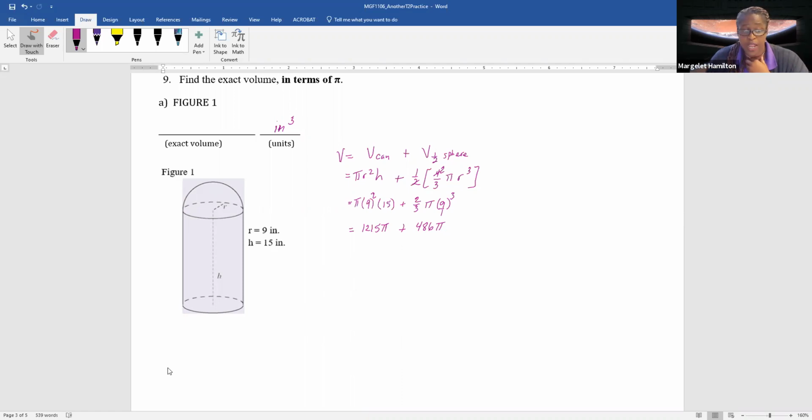You just put it in your calculator just like you have it written. 2 divided by 3, just like a regular fraction.